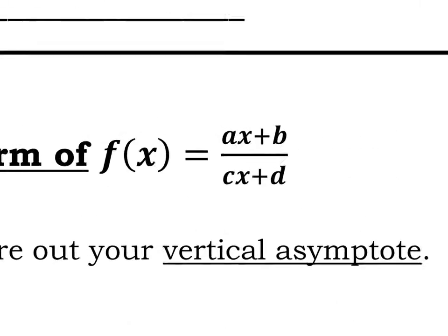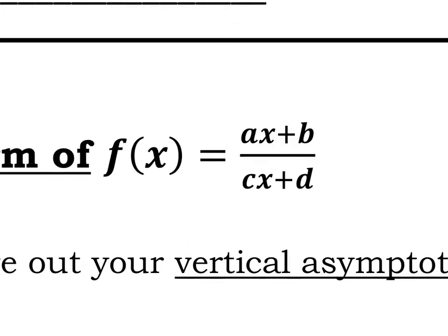So today we're going to be working in the form ax plus b over cx plus d. The difference between part 1 and part 2 was that in part 1 we did not have an x on top. For this form we do have an x on top.